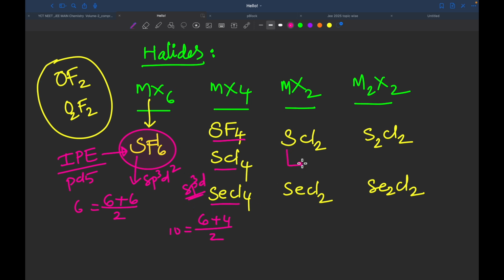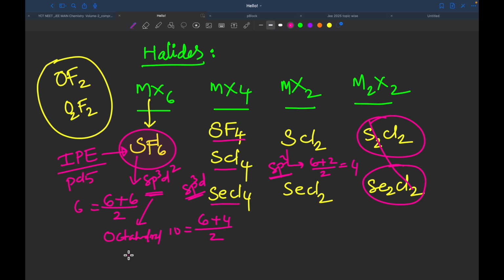In this case sulfur has 6 electrons, 2 halogens, so 6 plus 2 over 2 gives me 4, right? So 4 means what is the hybridization? sp3 hybridized state. So in this case there is no central atom, and hybridization will not be defined. So these things we should remember. And SF6 is in the sp3d2 structure and it has octahedral geometry. It is octahedral.